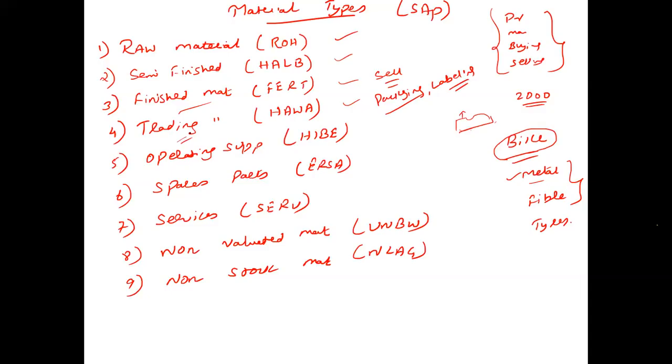And what are operating supplies? Operating supplies are nothing but your stationery items. These all are your stationery items. For example, you can buy tissue, or you can buy pencil, or you can buy pantry items, your canteen items, your gloves. All these are your operating supplies, which you are not going to sell, which you are going to use for your own company purpose. Those are your operating supplies.